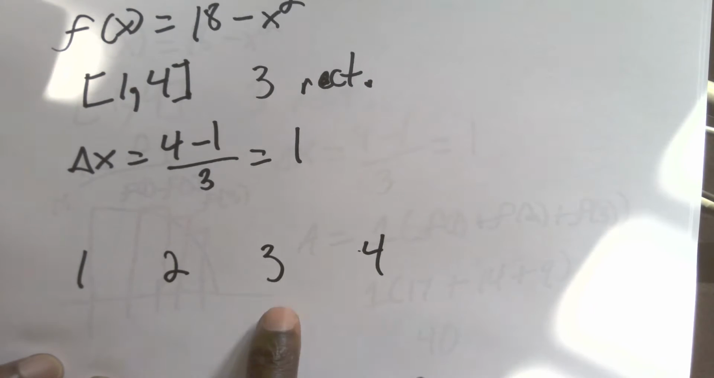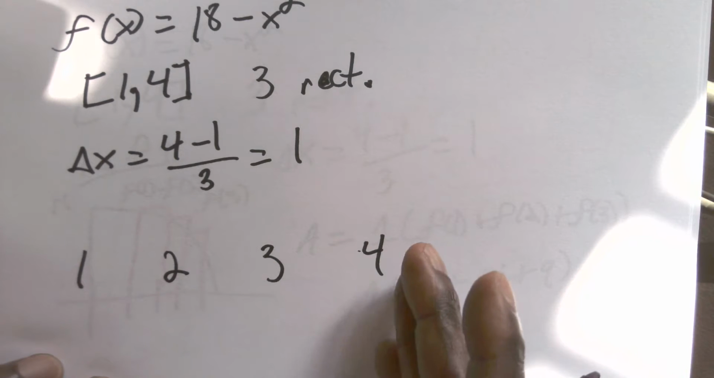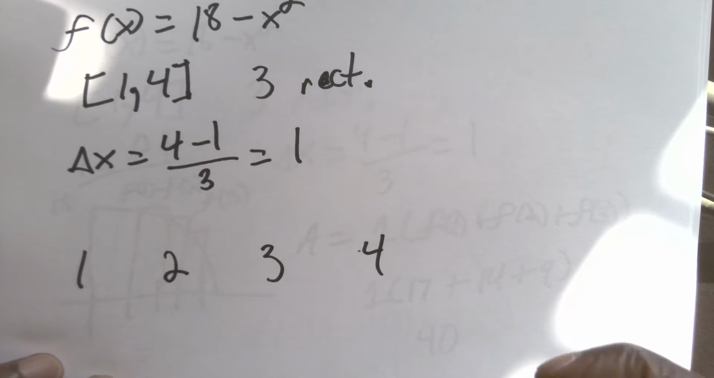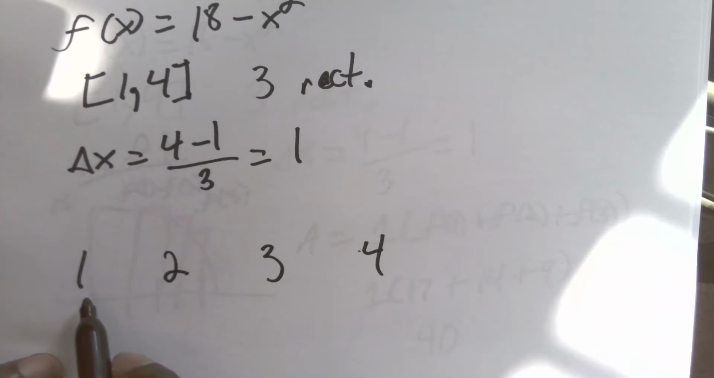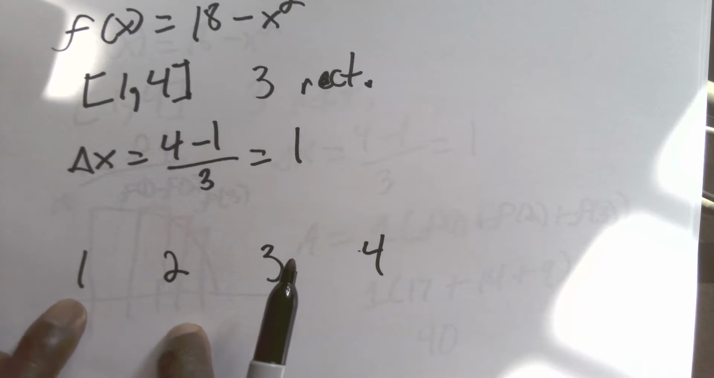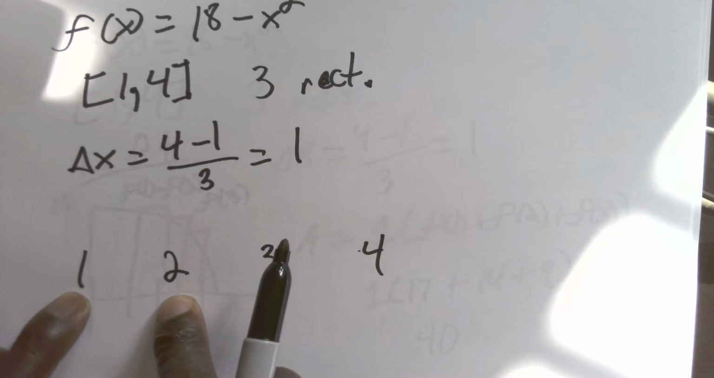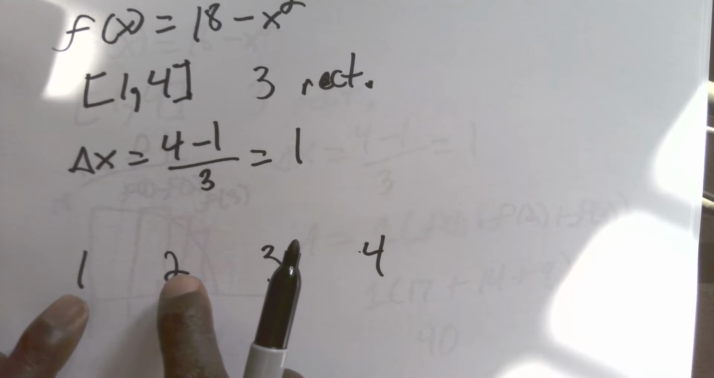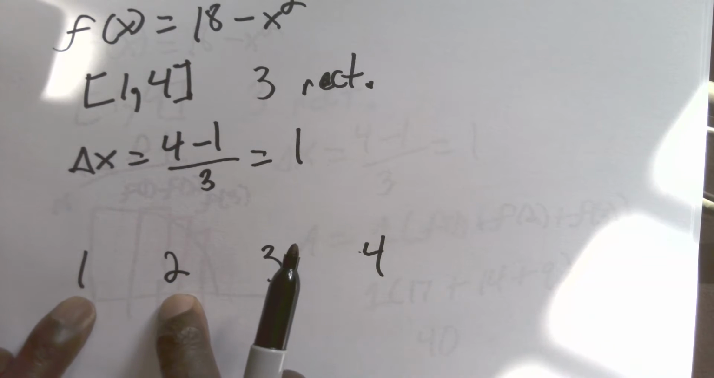Okay, and these 4 numbers outline 3 subintervals. The whole interval is from 1 to 4, but the 3 subintervals are from 1 to 2, 2 to 3, and 3 to 4. Now, these subintervals represent the beginning and ending of each rectangle from the geometric standpoint. And so if I'm doing a right Riemann sum, I'm going to choose the number on the right of each subinterval.